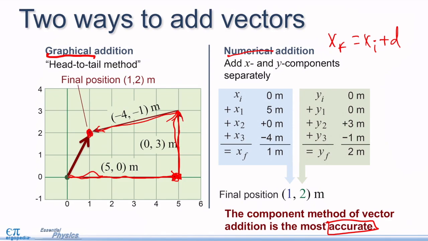Again, both of these methods should give you the same result. So if you try your numerical addition and then you graph it out and you don't get the same answer, there's a problem. You need to go back and check your work.